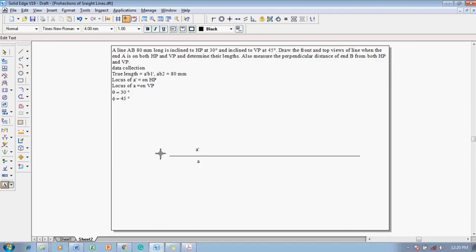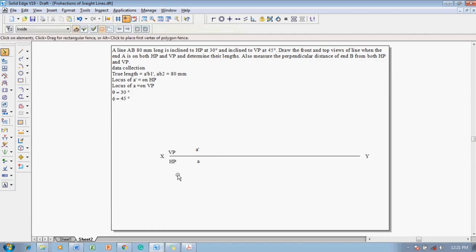And on the left hand side with the caps lock on, I'll mark it as X and I'll mark it as Y. And since this is in the first quadrant, we have to represent the first quadrant as XY, VP, HP. Now make use of a line command with a thickness of 0.35 millimeter. Next, locate a point of A dash anywhere on this line which is nearer to the letters we already showed. Then the length of the line is 80 millimeter and its true inclination is 30 degree.